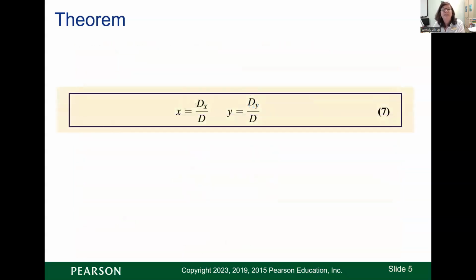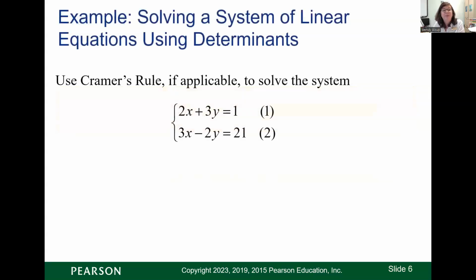The best way to see this is to do an example. So we've got 2x plus 3y equal to 1. And we are going to make three 2x2 matrices from this. The first 2x2 matrix we're going to make is probably the most obvious one: the 2, the 3, and the -2. We're going to call that matrix D. It's just the coefficients in front of the variables, the 2, the 3, and the -2.